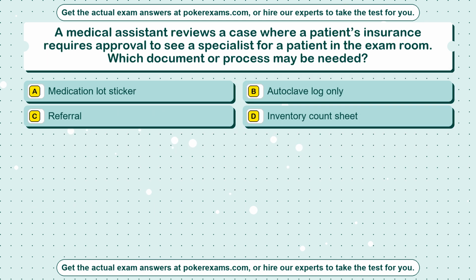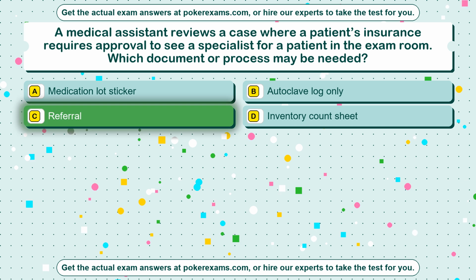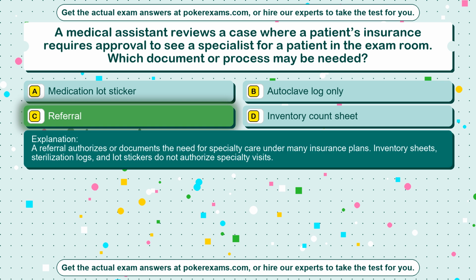Question 66. A medical assistant reviews a case where a patient's insurance requires approval to see a specialist for a patient in the exam room. Which document or process may be needed? Option A, medication lot sticker. Option B, autoclave log only. Option C, referral. Option D, inventory count sheet. The correct answer is option C, referral. A referral authorizes or documents the need for specialty care under many insurance plans. Inventory sheets, sterilization logs, and lot stickers do not authorize specialty visits.